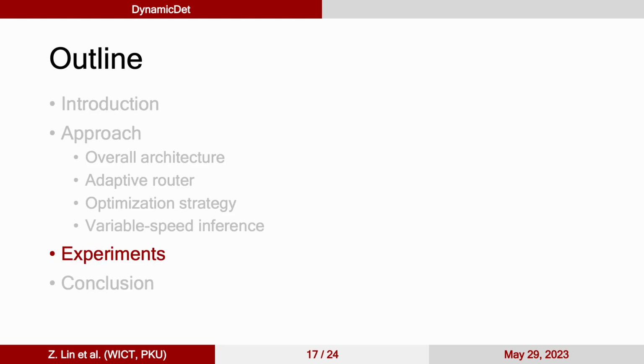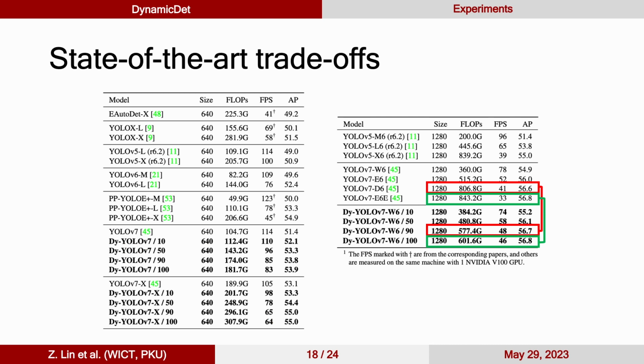Next, we will show our extensive experiments conducted on the COCO benchmark. As shown in this table, our dynamic detectors obtain better results and achieve new state-of-the-art accuracy-speed trade-offs. Specifically, DynamicDet 7W690 achieves 56.7% AP with 48 FPS, which is 0.1% more accurate and 17% faster than DynamicDet 7D6. DynamicDet 7W6100 achieves 56.8% AP with 46 FPS, which is 39% faster than DynamicDet 7E6E with similar accuracy. It is worth noting that these trade-offs are obtained by only one dynamic detector instead of multiple independent models.